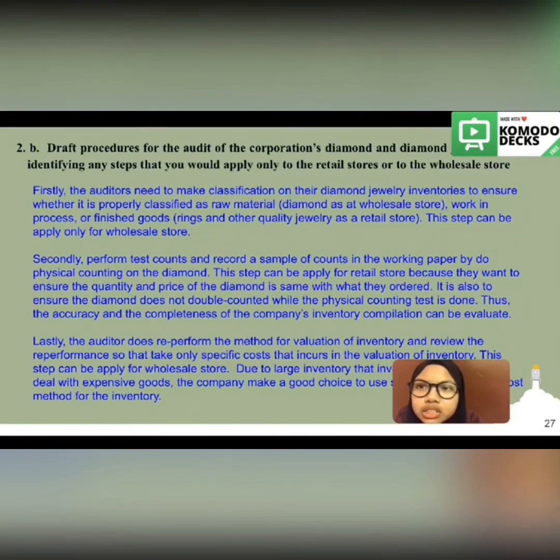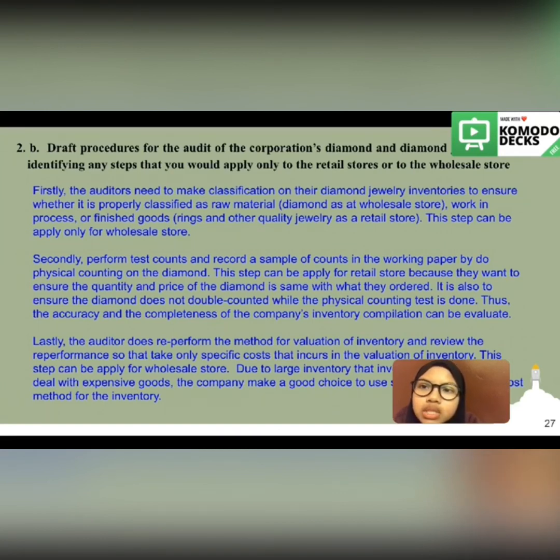For 2B, draft procedures for the audit of the corporation's diamond and diamond jewelry inventory, identifying any step that you would apply only to the retail store or to the wholesale store. Firstly, the auditor needs to classify the diamond jewelry inventory to ensure it is properly classified as raw material, which is diamond as a whole stone, work in process, or finished goods, which are rings and other quality jewelry. This step can be applied only for the wholesale store.